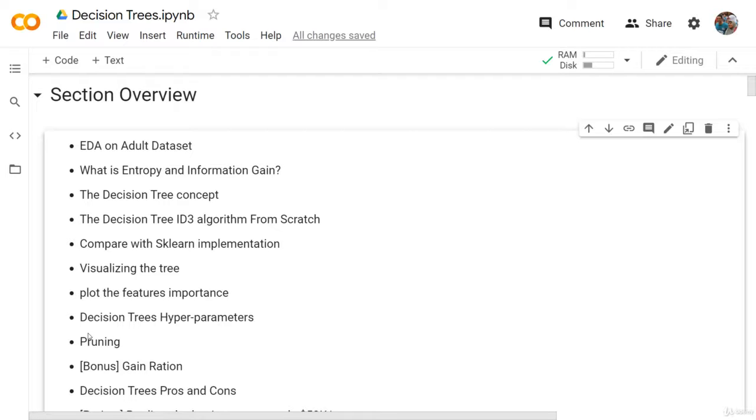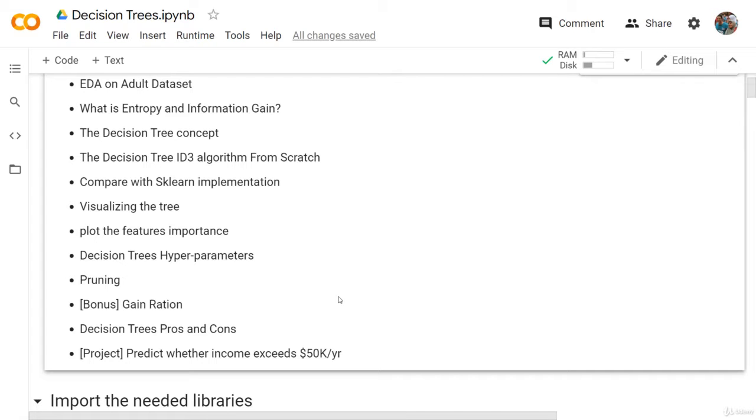And after we plot the feature importance, we will understand what are the most important hyperparameters in decision trees and how we can tune these parameters. And after we learn what are the most important hyperparameters and how we can tune the decision trees to get better results, we will understand one of the most important modifications to the decision trees, which is pruning. So pruning is very important and it's actually used in the sklearn implementation.